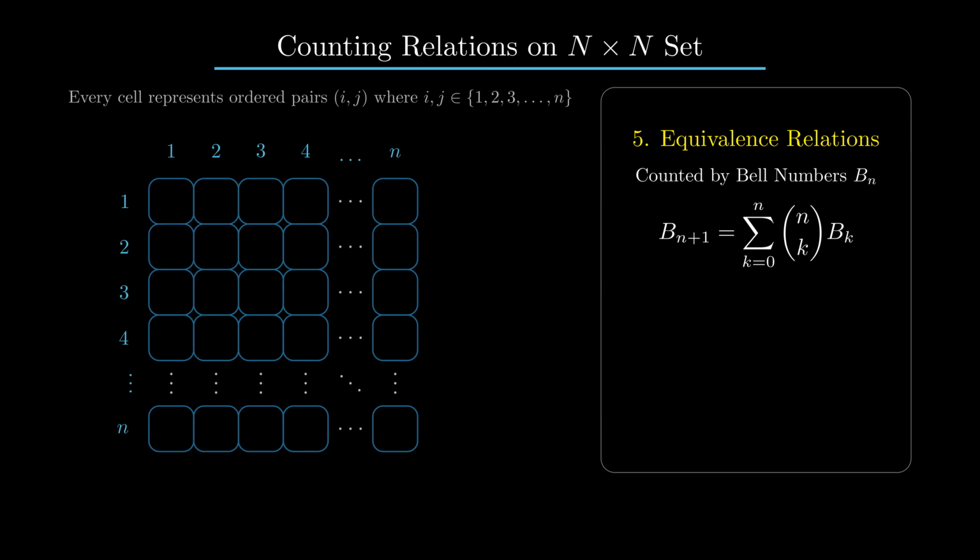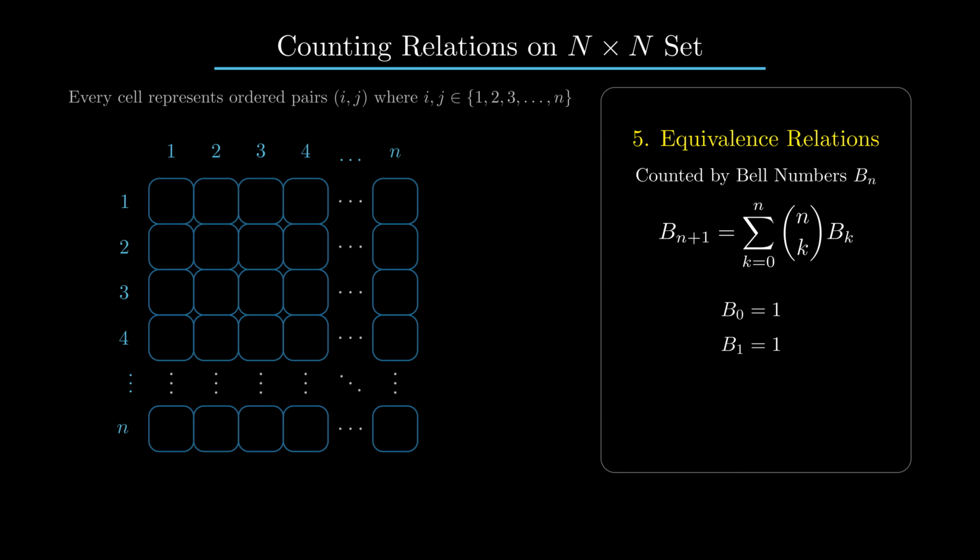To use the recursive formula, we first need our base cases, B1 and the special case B0. First, B1. If our set has just one element, there is only one way to partition it, the set itself. So, B1 equals 1. Now, B0. How many ways can you partition an empty set? In combinatorics, we define this as exactly one way, the empty partition. It's the same logic as why 0 factorial equals 1. So, B0 is also 1.